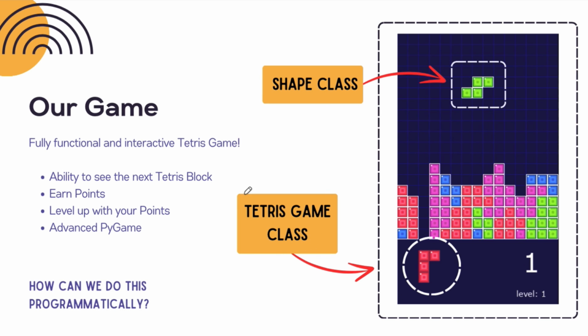The overall game, we have a Tetris game class, and then the shape class will correspond to each individual shape. Now, how can we do this programmatically? So I want you to think here, you see a grid, all this grid stuff in the back. How could we create a grid in programming? Okay, so I'm going to show you a quick picture.